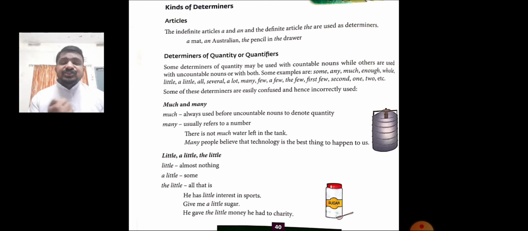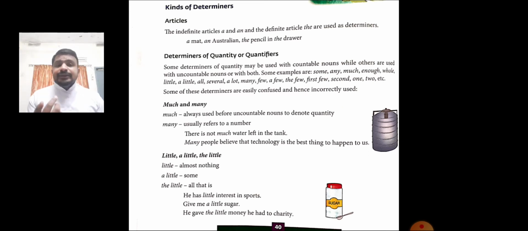First one is much and many. Much we always use with uncountable nouns in order to denote some quantity. Many we use to refer to numbers. For example, there is not much water left in the tank. Here it shows the quantity, not the number. So much is used for quantity. But many people believe that, many people, in order to tell about a number.